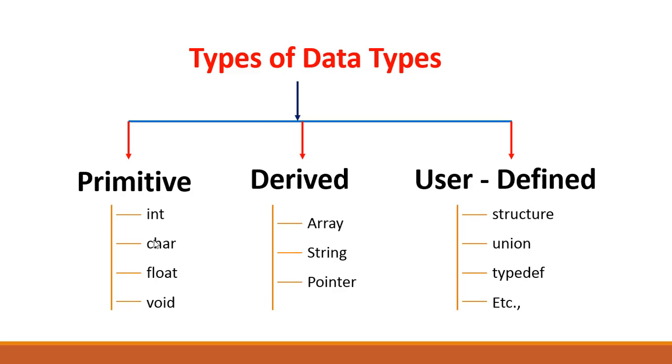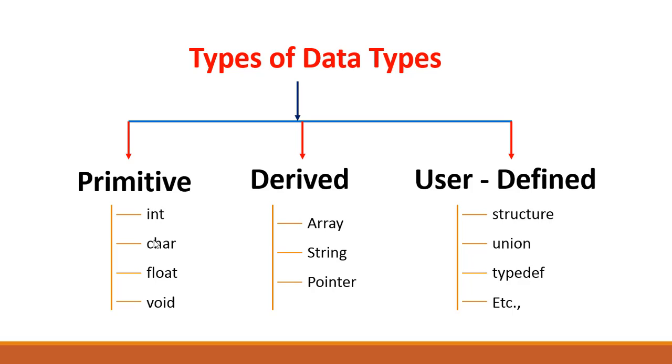These 3 are again classified into several types. We'll see them one after another. In the primitive data types, you can see integer, character, float, and void. In the derived data types, you can see arrays, string, pointers, etc. And in the user-defined data types, structure, union, typedef, etc. Many are there in the user-defined data types also.